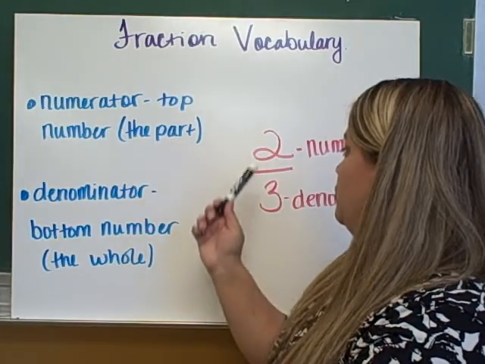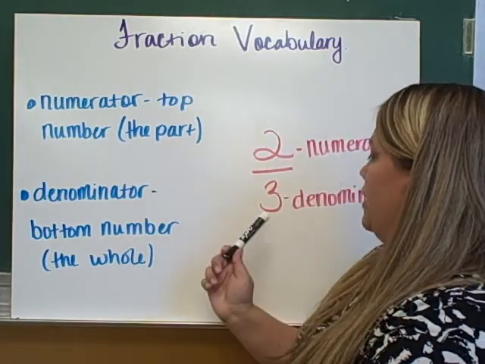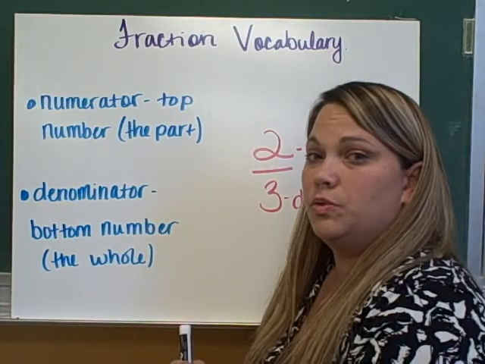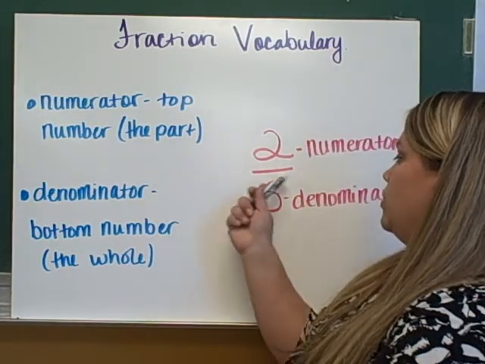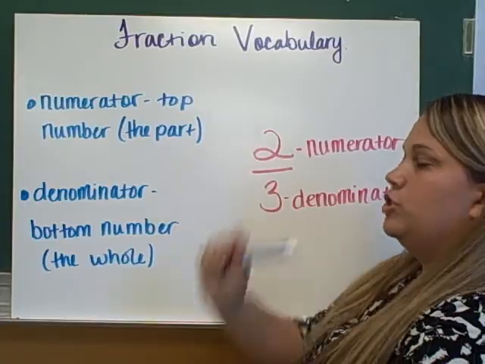Here we have the fraction 2/3. 2 is your numerator, 3 is your denominator, which means whatever we're talking about, there was 3 total, and we're only talking about 2 of them.